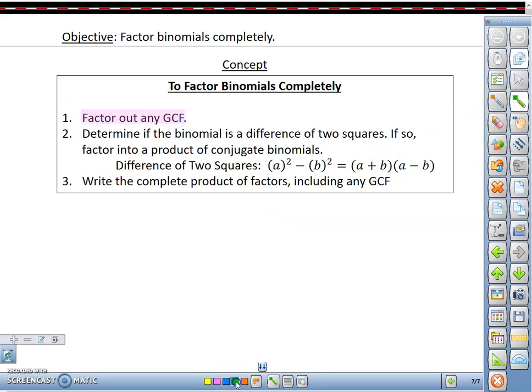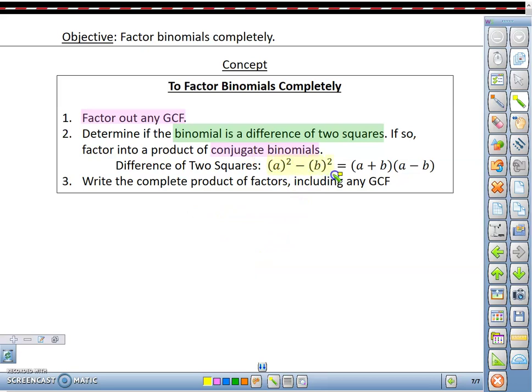Then we are going to be learning about a special structure of a binomial that we call a difference of two squares. So we will have to look at the binomial we're trying to factor after our GCF and determine if it is a difference of two squares. If it is, then it will factor into two binomials that are conjugates of one another. We talked about conjugates in the last unit, that they have the same first terms and their second terms are opposites. So a difference of two squares we can write in this structure.